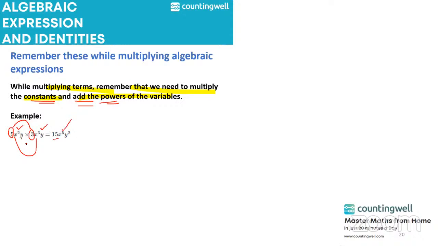Then we have y into y. So y means it is y to the power 1, y to the power 1. So it will be y into y. So 1 plus 1 is 2. That's why we have y square. So you should not take 1 into 1 here. You should add 1 plus 1.